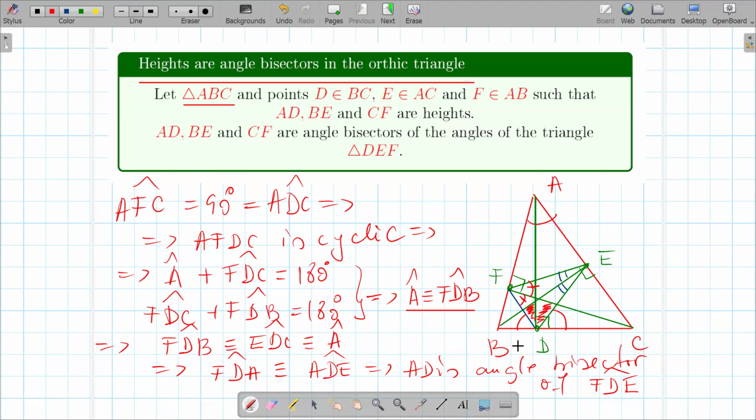All right. So thank you very much, and please fill in the details of our claim that the other two angle bisectors, of angle FED, for example, and DFE, are heights in triangle ABC. Thank you very much.